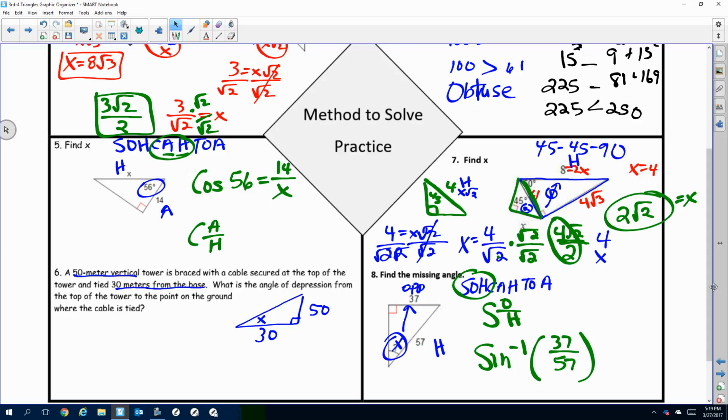The adjacent is the 14, the hypotenuse is the x. When x is on the bottom, like it is here, what do we do? We divide. So we're going to switch these two. Put this to the bottom, put the x where that is. So x equals 14 divided by the cosine of 56. We have to put this in the calculator.